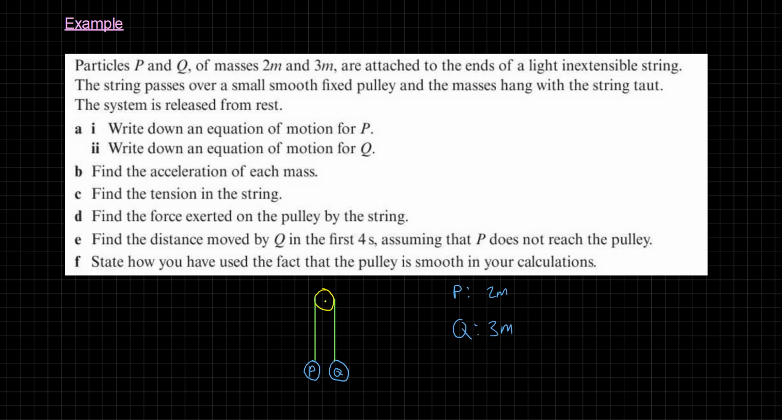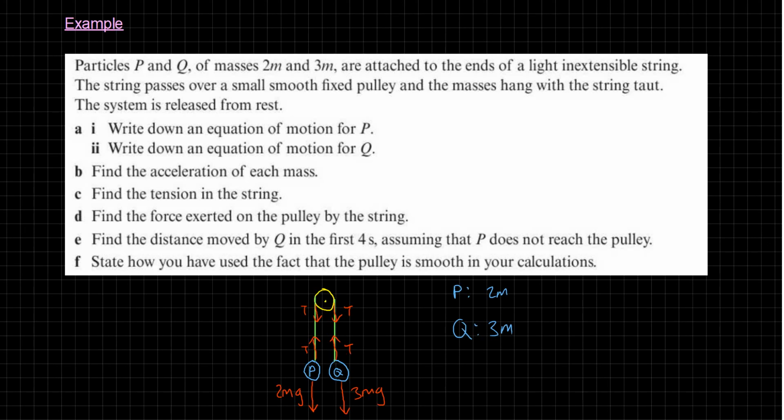So now let's label all the forces. Tensions here, tensions here, there's tension here, tension here, and there's weight. The weight of P is, let's be careful here, 2 times m, that's the mass, times g. And Q is therefore 3mg. And that's all the relevant forces. In fact, that's all the forces in the system.